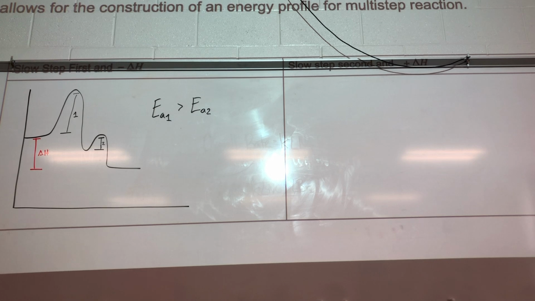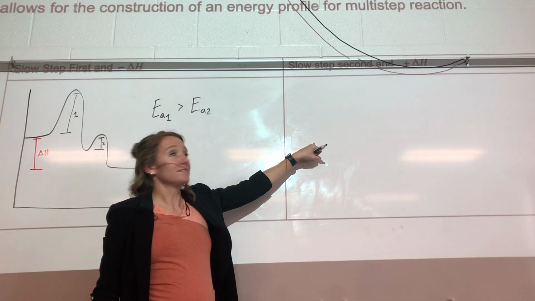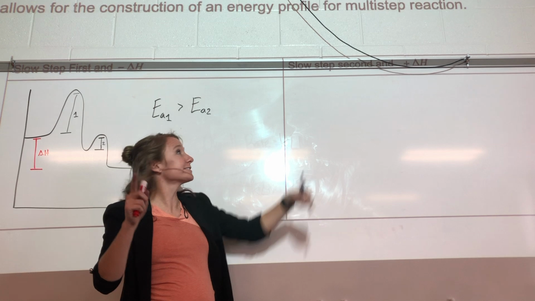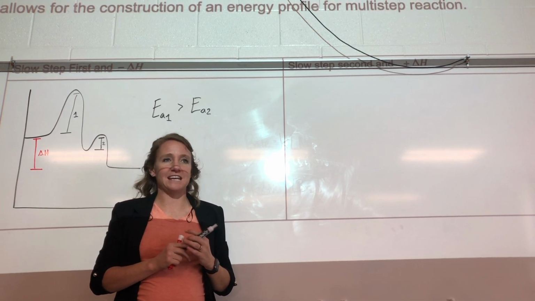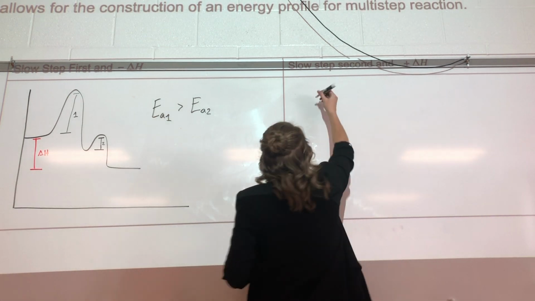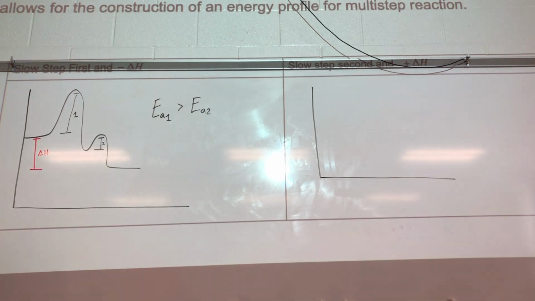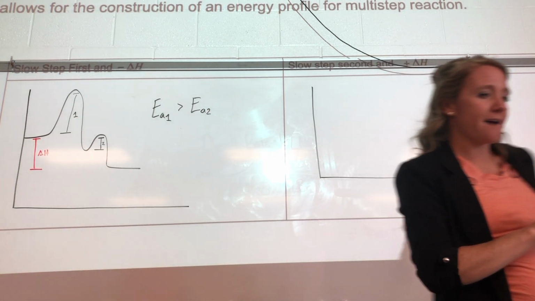So do this one for me, then we'll check it. For a smiley face, draw a picture of a 2-step reaction with a slow step second and a positive delta H. Fill that box in and then we'll check it. Set your pencil down when you're done drawing your graph.